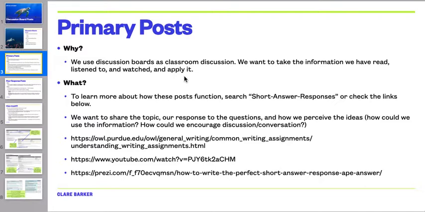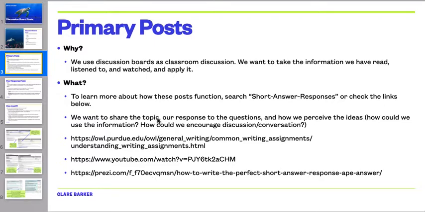And that gives us a chance to explore the content. We are looking to take that information that we're reading, listening to, and watching, and then we're going to seek to apply it. So what exactly are we doing to make all of that happen? Well, look up the idea of a short answer response, or check out these links below. I'm sending you to the Purdue OWL, some YouTube videos, and a Prezi that covered these ideas.